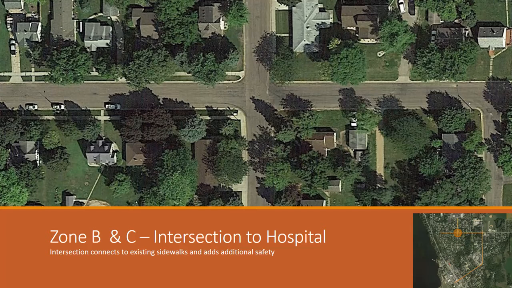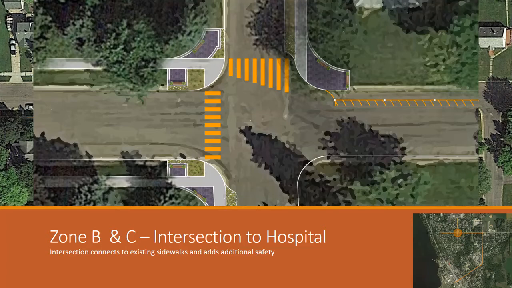Now here's the next intersection, which is the intersection of Zone B and C, the intersection to the hospital going north. It'll connect the existing sidewalks and add additional safety. This is specifically Cliff Street and Stevens Ave. You can see there's an existing pedestrian sidewalk, but it ends going east to west at this point. And north to south, there is no buffer between the vehicles and the pedestrians, which can be unsafe. Here's my design, with a similar pattern.